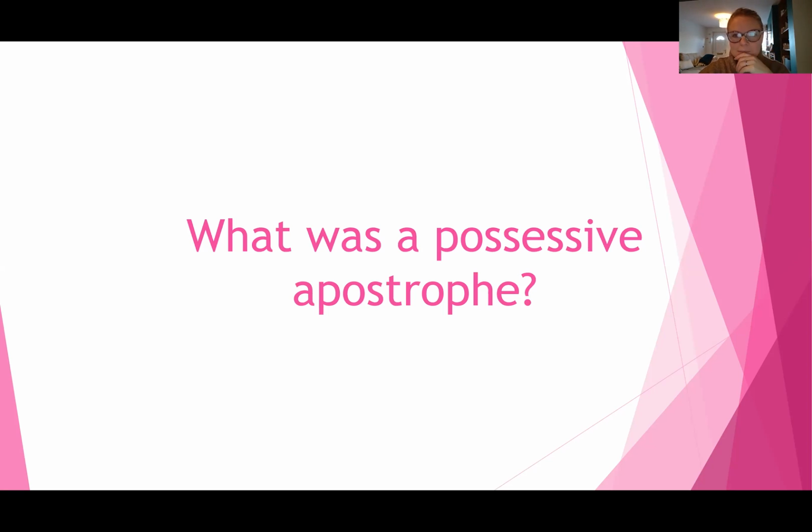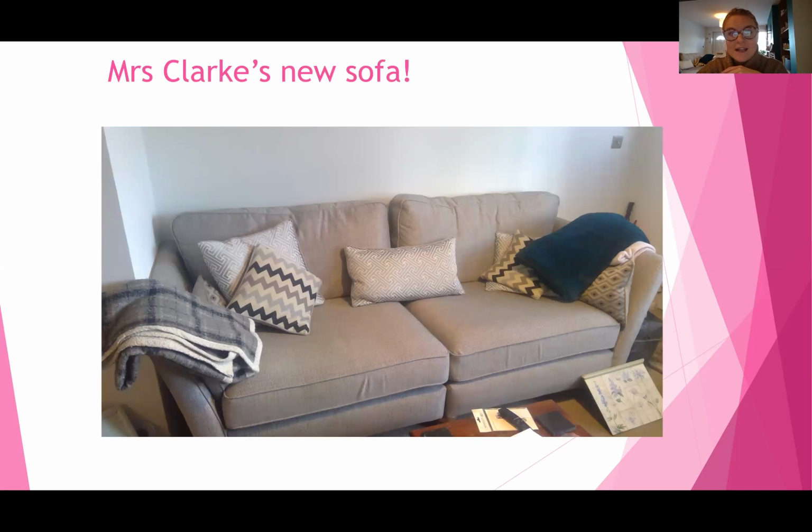Let's see if you were right. Hopefully you said that the possessive apostrophe is used to show when something belongs to someone. So for example, Mrs. Clark's new sofa. Could do with some plumping up of the cushions there at the back, but there it is in its full glory. So we use the apostrophe in Clark's to show that the sofa belongs to Mrs. Clark. And you came up with your own examples, which was fantastic. Well done. So we've done the first success criteria. We can say what each different type of apostrophe means and how we use it. So well done to us.